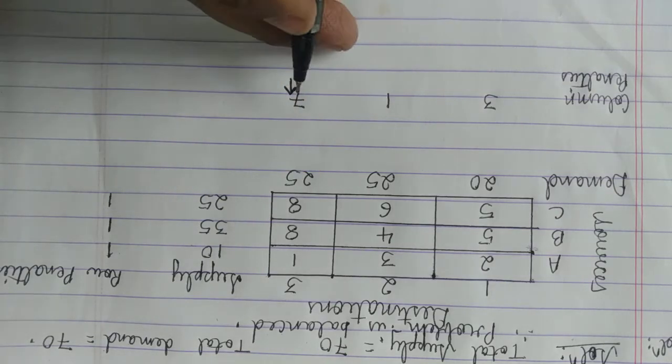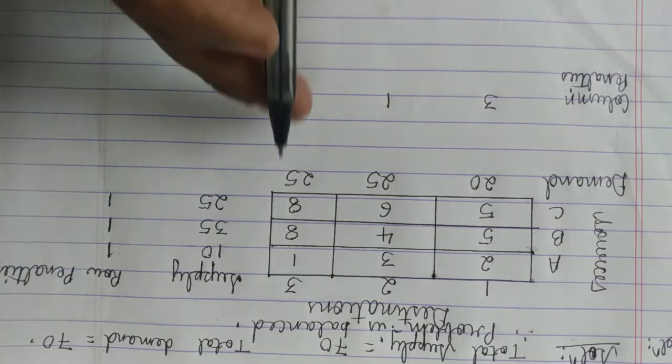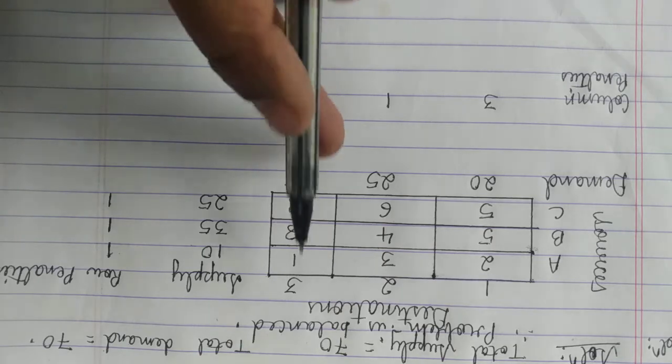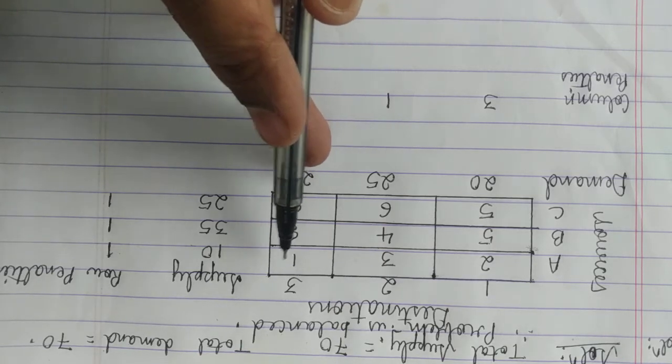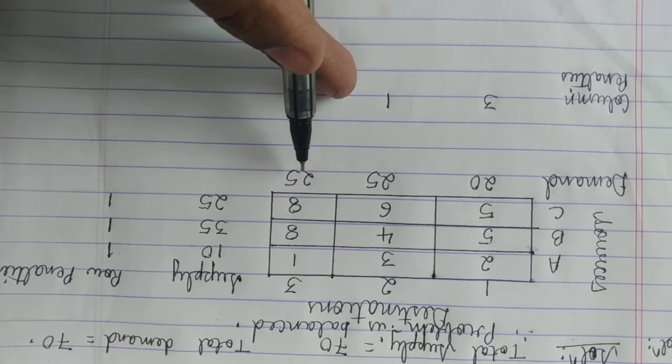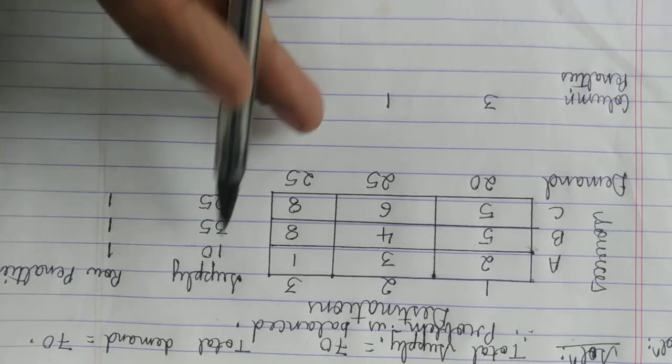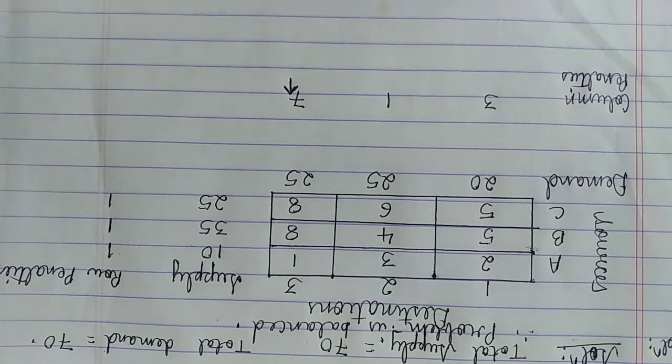That means once you have selected the column or the row, you have to see which cell has the least cost, and there you have to allocate. So how much can you allocate here? Supply is 10, demand is 25. The minimum of supply and demand is 10. So I'll write 10 there.